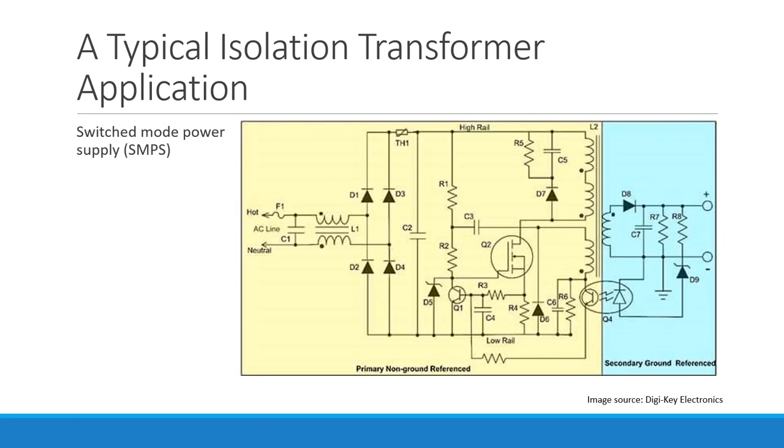Here you could see one application in an SMPS, where two circuits are shown. We are not going to discuss what exactly this circuit consists of, but there will be two parts. On this side you could see the primary, the non-grounded reference, and the second one is the secondary, the ground reference. So here is your transformer. You could see that this is basically your isolation transformer. There are three different windings on this side, and on this side it is one winding. So it is basically isolated. Here the isolation transformer comes into the picture. So that is all about the isolation transformer.